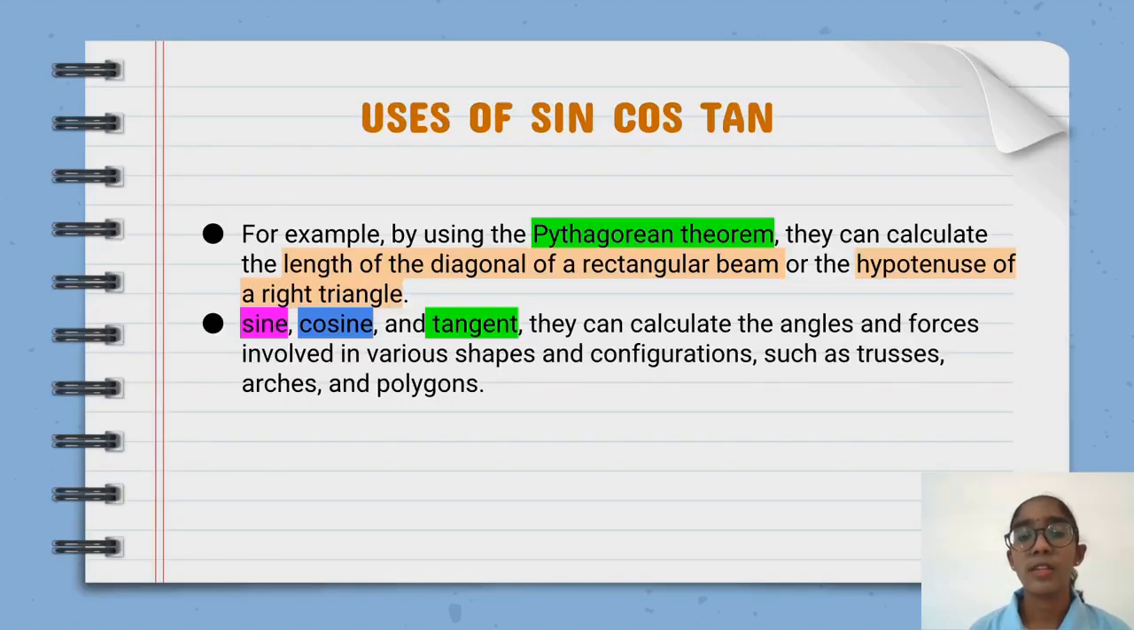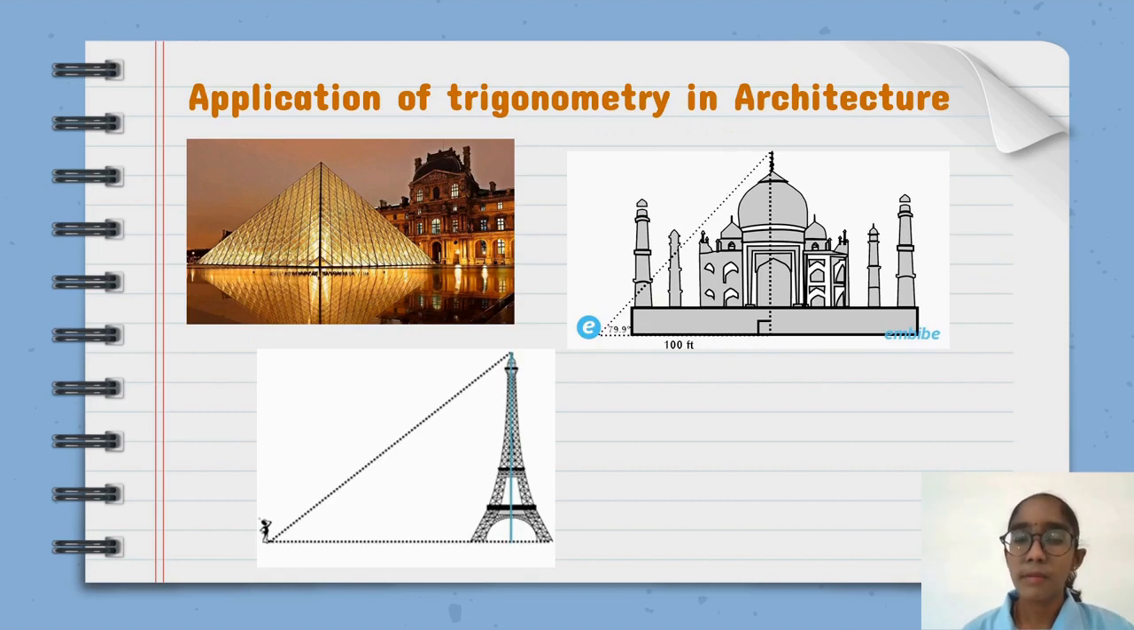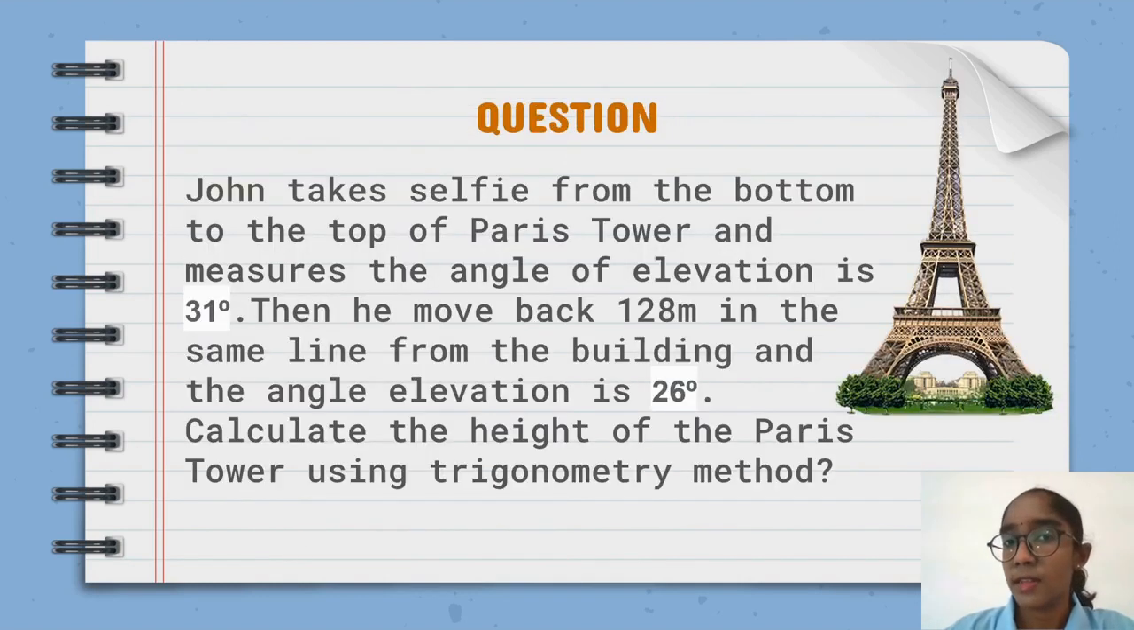So here are the uses of sine, cos and tangent. For the Pythagoras theorem, it calculates the length of the diagonal of a rectangular beam or the hypotenuse of a right triangle. Sine, cos and tangent can calculate angles and forces involved in various shapes and structures, such as trusses, arches, and polygons. Here are some world famous buildings which are built with trigonometric angles and structures. Here is a question which uses trigonometry in an architecture application.